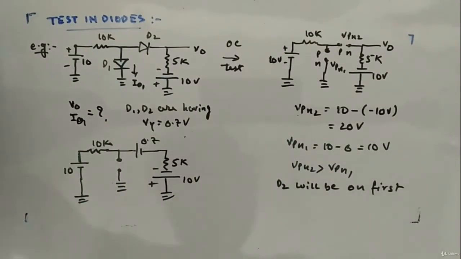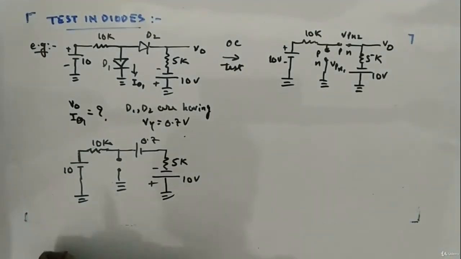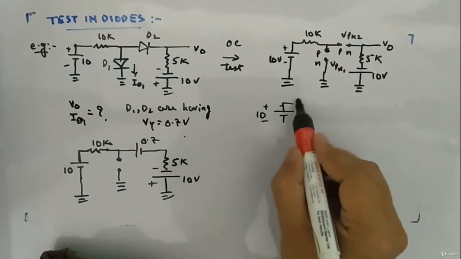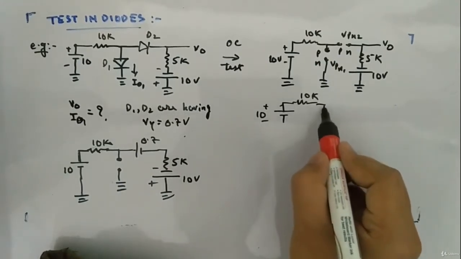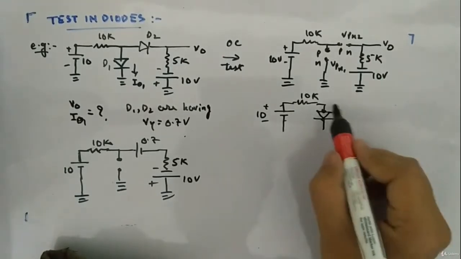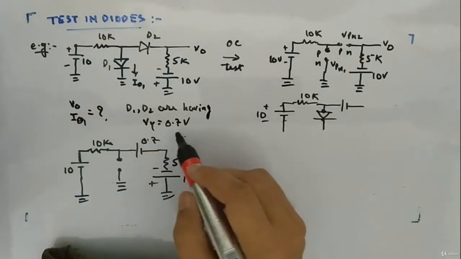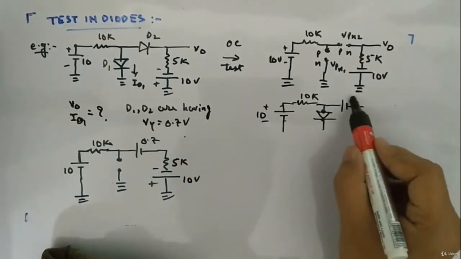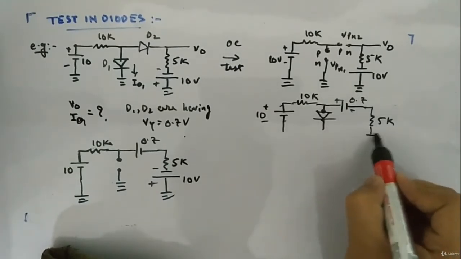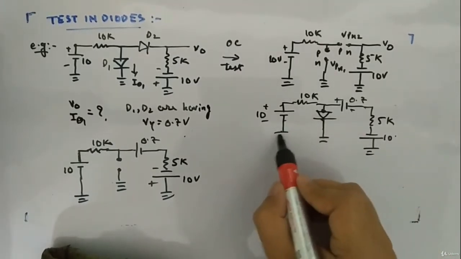So what I'll do is, I'll make a new circuit from here. This is still testing, it should be like this: positive negative, 10 volt, this is 10k, open. Sorry, this will be a diode, and this is on, so we'll replace it by 0.7, positive negative, 5k, negative positive, 10, ground. This is our new circuit.